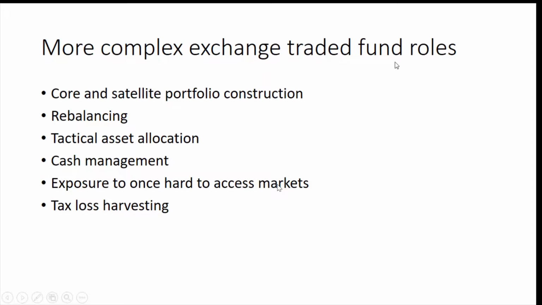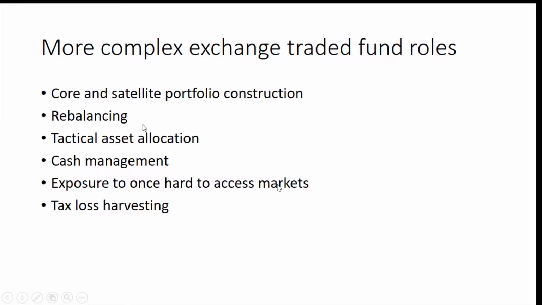So, more complex exchange traded fund roles. You can have core and satellite portfolio construction. Core means there are certain ETF products that you keep in core, and satellite portfolio means you take advantage of the market by putting some money in other ETF products.